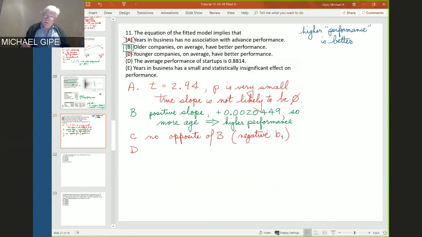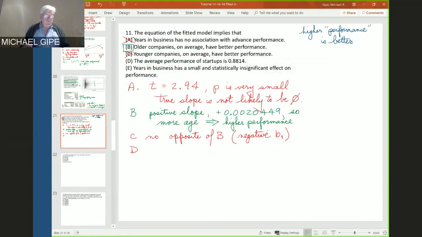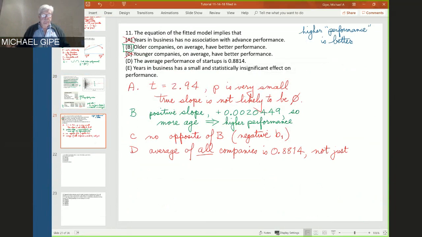And if we look back at the table, where did that 0.8814 come from? That 0.8814 came from here. It's the Y bar of all of the Y values. So the average of all companies is 0.8814, not just startups, not just new companies.